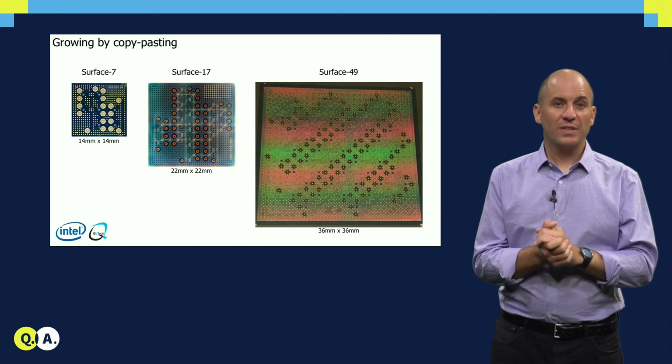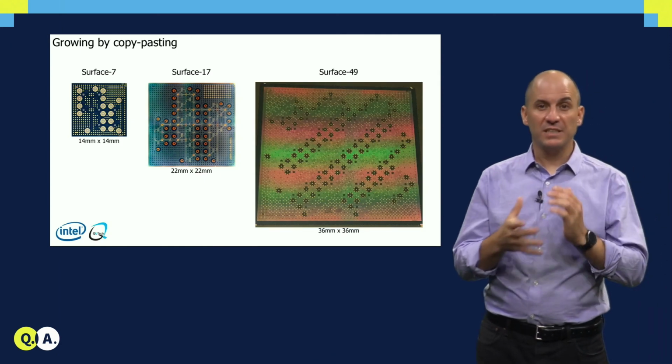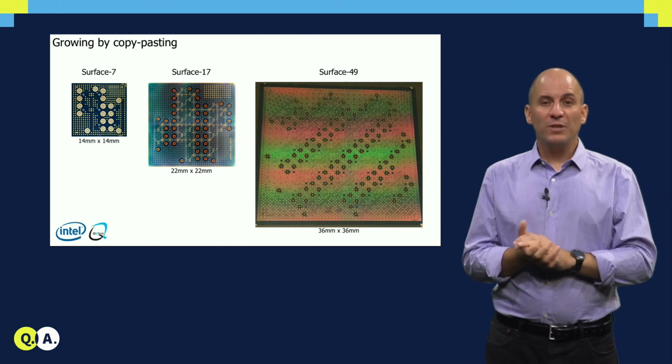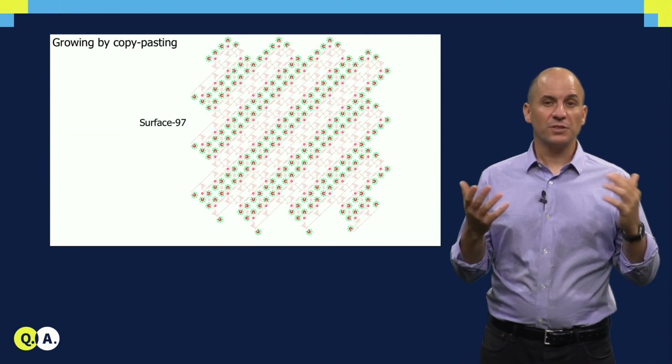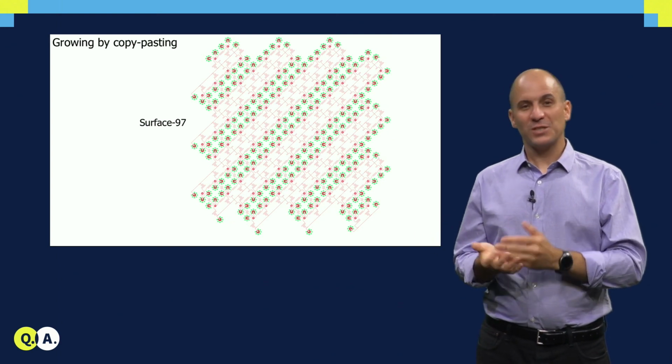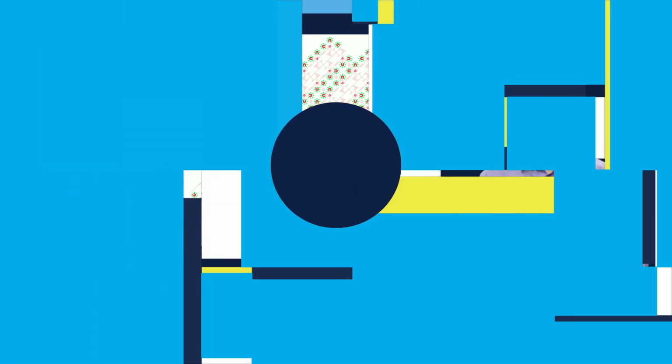In fact, we put together Surface 49 test chips in this very way, literally copy-pasting and truncating. We believe this approach will scale to even larger surface code, such as Surface 97. I leave you with the CAD drawing of such a future chip.